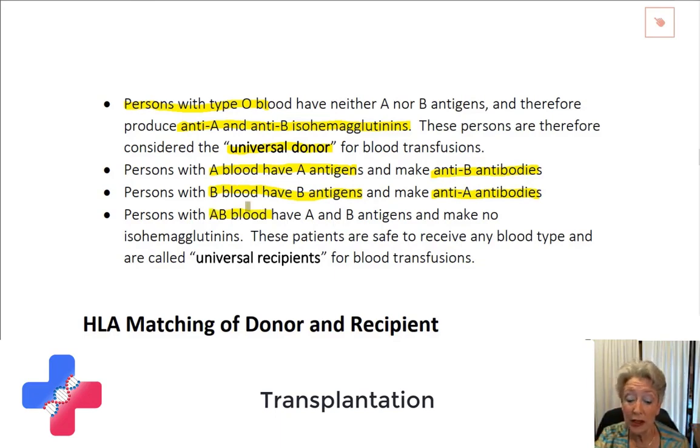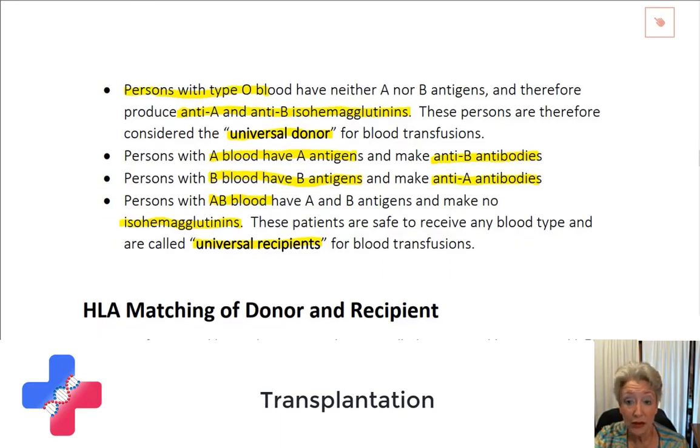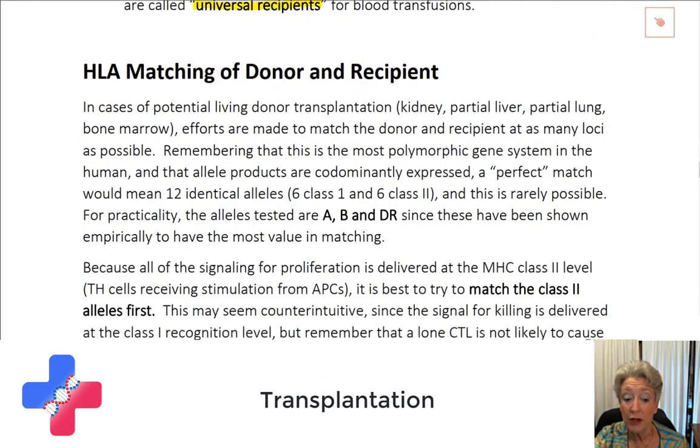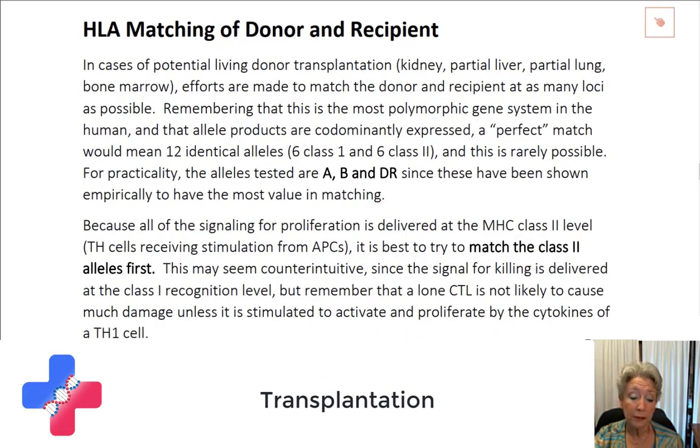Remember, they are codominantly expressed. And so they would make no isohemagglutinin antibodies. Therefore, they are described as the universal recipients for blood transfusions. It's safe to give them any type of blood because they don't have any isohemagglutinins against any of them. Now, needless to say, you match this as best you can, because if you don't, you are predisposing yourself to catastrophe even during the surgery.